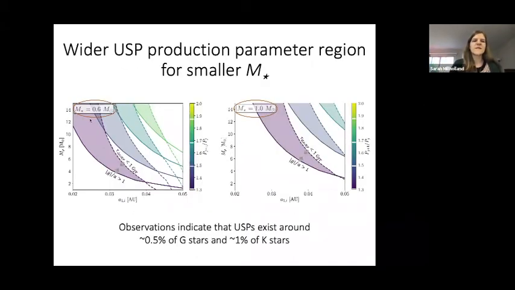If we compare these parameter space regions for different stellar masses, we can see that there is more space, or more support, for producing a USP when the stellar mass is small. And so this is in the same direction as the observational trend that has indicated that USPs are more common around smaller mass stars.